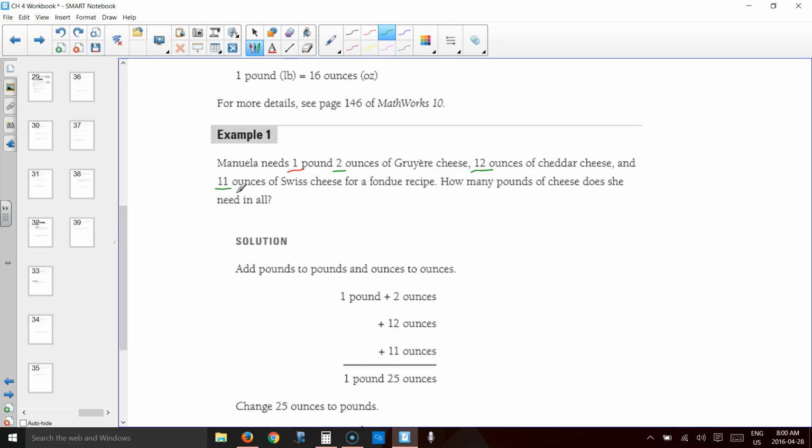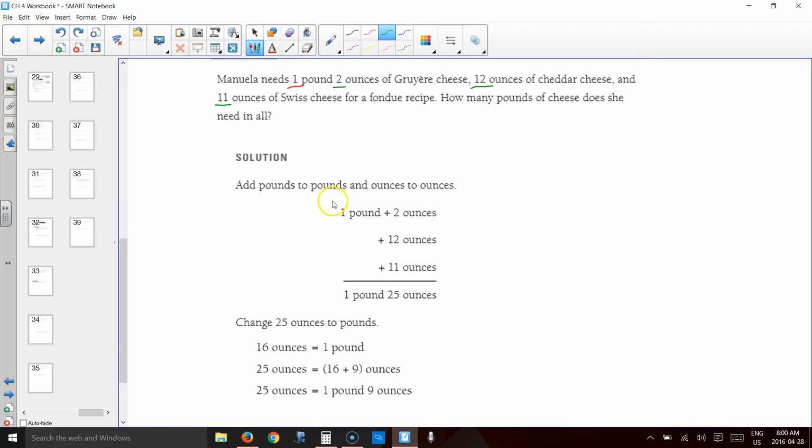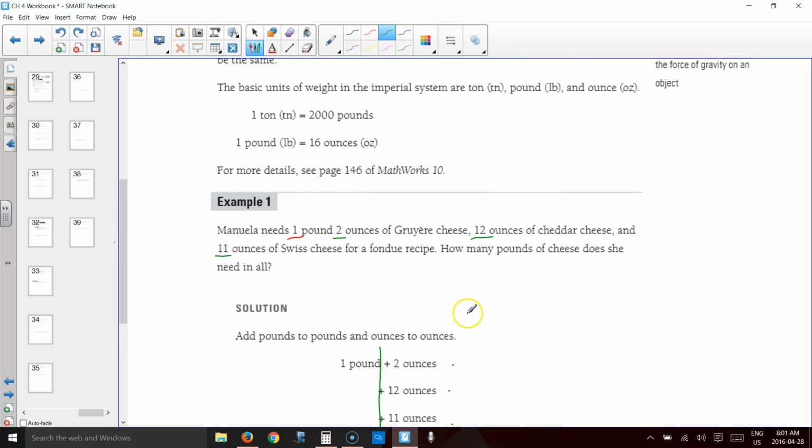So one of the ways to do this is to just simply add up all the pounds, add up all the ounces. So what we have here is taking the first cheese and the second cheese and the third cheese and adding up all of the ounces. So we get 25 ounces of cheese, and then looking at the pounds column and adding that up, there's nothing to add. We just have 1 pound, 25 ounces. But this here is a little bit odd because 1 pound, 25 ounces, this is more than a pound right here.